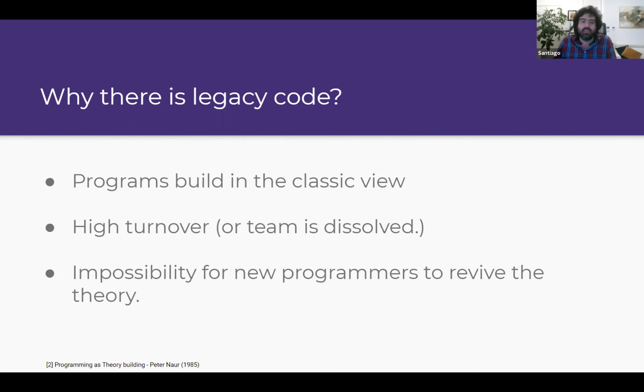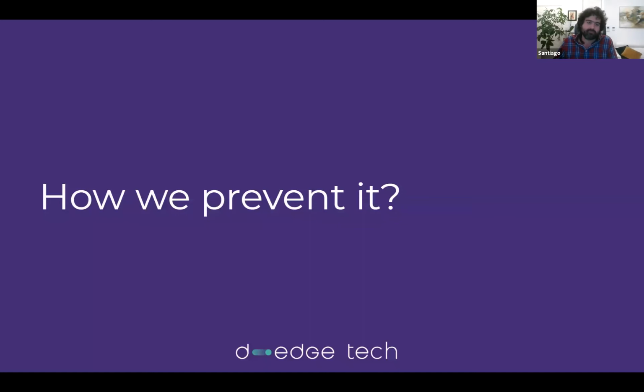Another possibility is when the program is taken by another group of programmers without the correct theory. If the programmers can't rebuild that theory correctly, the modification of that program will resemble integrated patches and will contribute to the decay of the program until it becomes unintelligible. So how do we prevent this from happening?